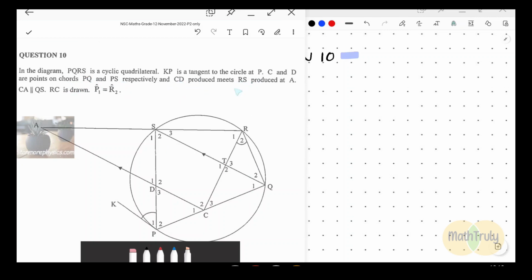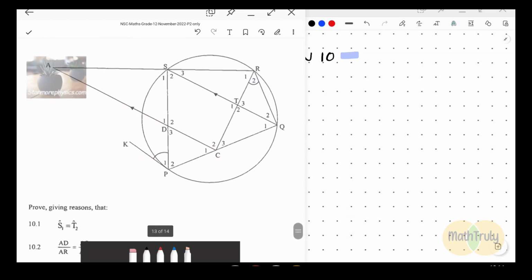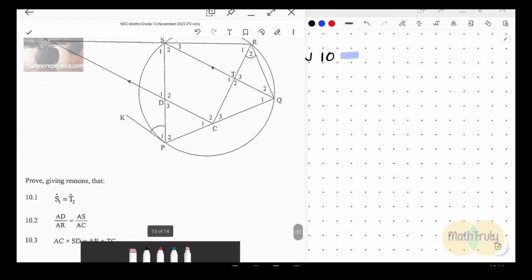And CD is produced to meet RS produced at A. CA is parallel to QS, so CA being parallel to QS, okay. And then they say that RC is drawn, and they told us that P1 is equal to R2, so these two angles are already equal just because it's given. So the first question is, we have to prove, giving reasons, that 10.1 S1 is equal to T1.